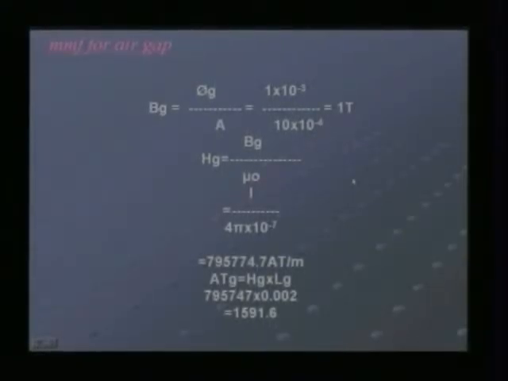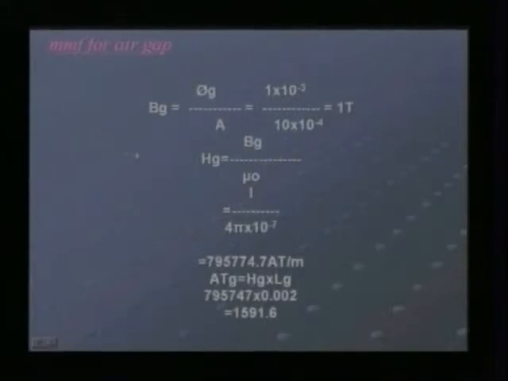Now, to determine the total magnetomotive force, we have to find out the magnetomotive force for the air gap and the MMF for the iron ring. Here the air gap flux density Bg is equal to phi g by A, that is equal to 1 multiplied by 10 power minus 3 by 10 multiplied by 10 power minus 4, that is equal to 1 Tesla.